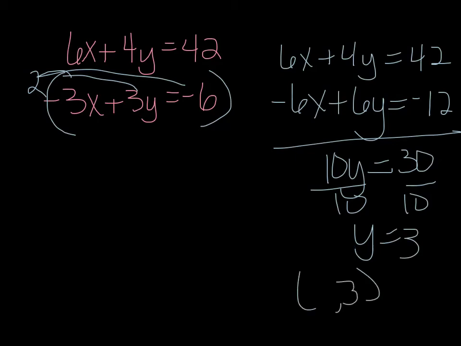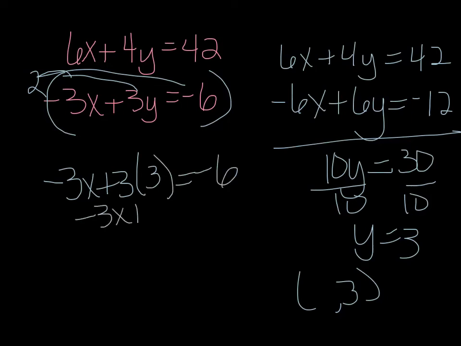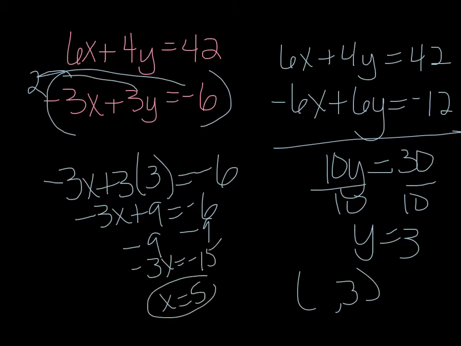Now take this, and substitute it back into either one of those equations. It doesn't matter. I'm going to take the bottom one. So we have negative 3x plus 3, and instead of the y, I'm going to put a 3, equals negative 6. So that's 9. Subtract your 9. Negative 3x equals negative 15, and x is going to equal 5. I'm going to put that in my x value, and my answer is (5, 3).